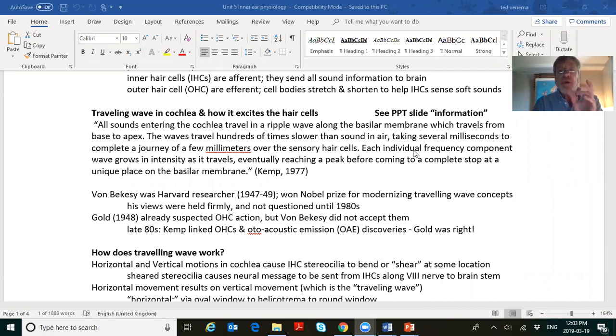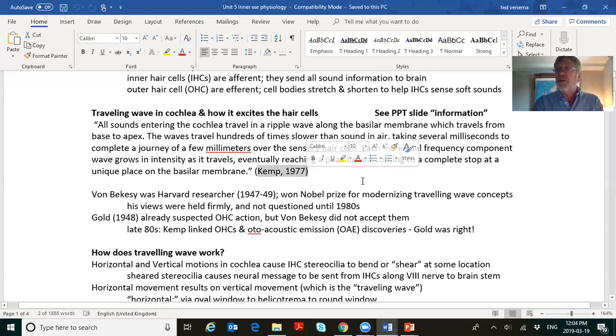Each individual frequency component wave grows in intensity as it travels, gets taller, in other words, eventually reaching a peak before coming to a complete stop at some unique place along the basilar membrane. And wherever that peak stops, if it stops at the base, you heard a high frequency, because it was the high frequency hair cells that sent the message to the brain. If the wave stopped at the apex, it stimulates the low frequency hair cells at the apex, and you've heard a low frequency sound. So now that's written by a guy named Kemp.